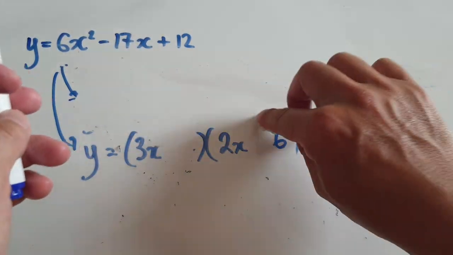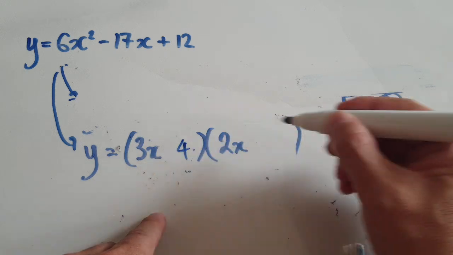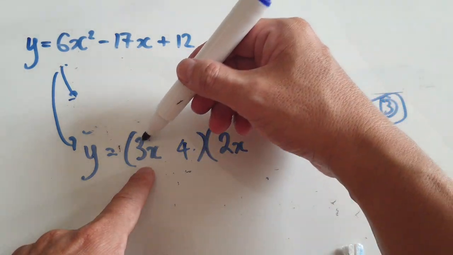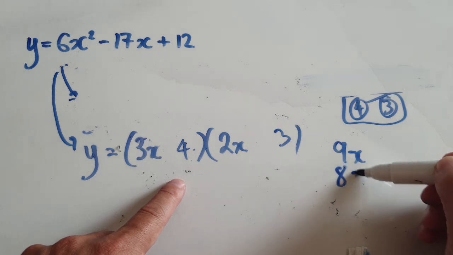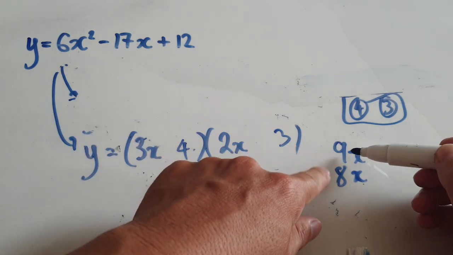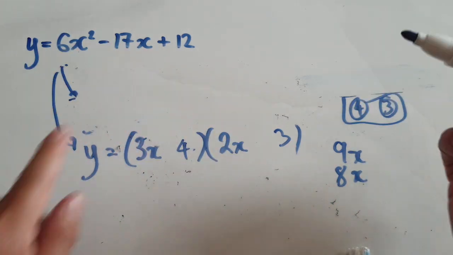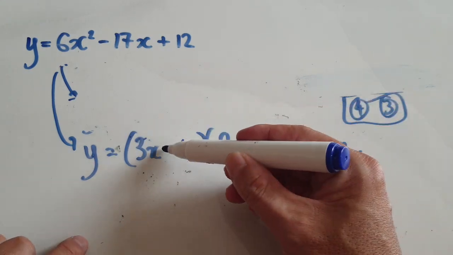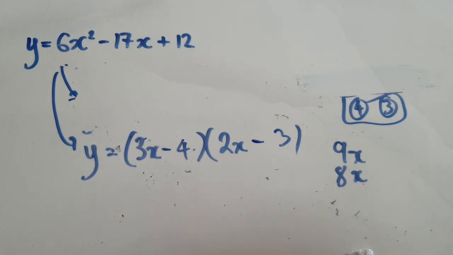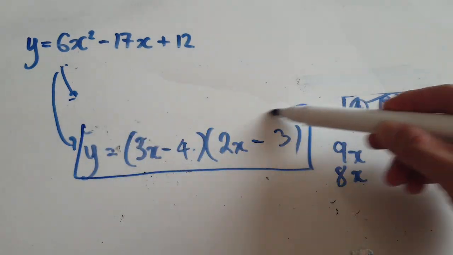Let's randomly choose 4 and a 3. So this times this would be 9x. This times this would be 8x. Can you create 17? Yeah, you can create 17. Look, 9 and an 8, 17. And I need negative 9x, I need negative 8x. So it must be a minus and a minus. There. We just factorized it. This is our answer here. Okay?